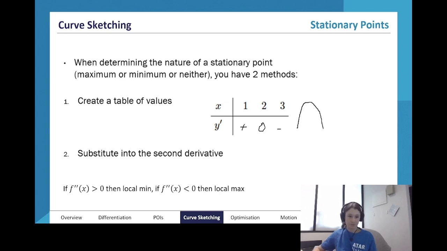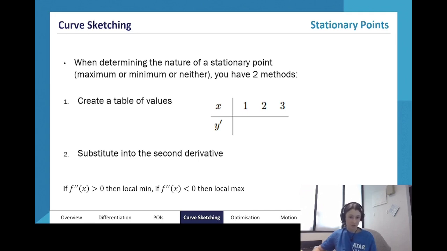Now, if we switched this around, if you had the opposite scenario, if we had negative and then positive, it tells us our curve is going to be decreasing, then it's going to reach 0, then it's going to be increasing. So it is a local minimum point. So that is how we can use a table of values. And what we often call this is the first derivative test.